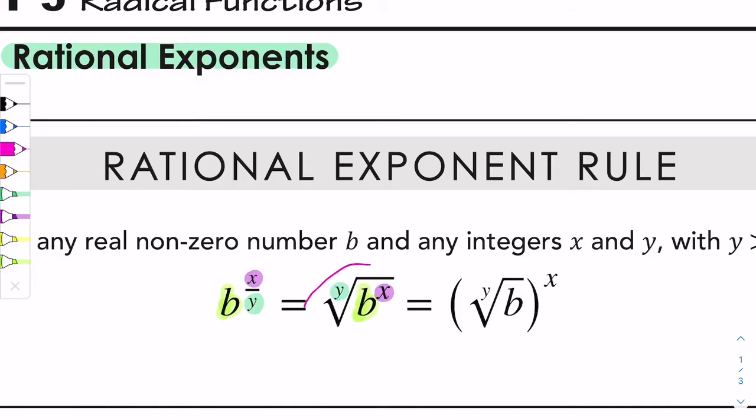Now, this form here is identical to this form here. So whether you write the exponent on the inside or the exponent in parentheses on the outside of the rational form or radical form, that's completely fine.